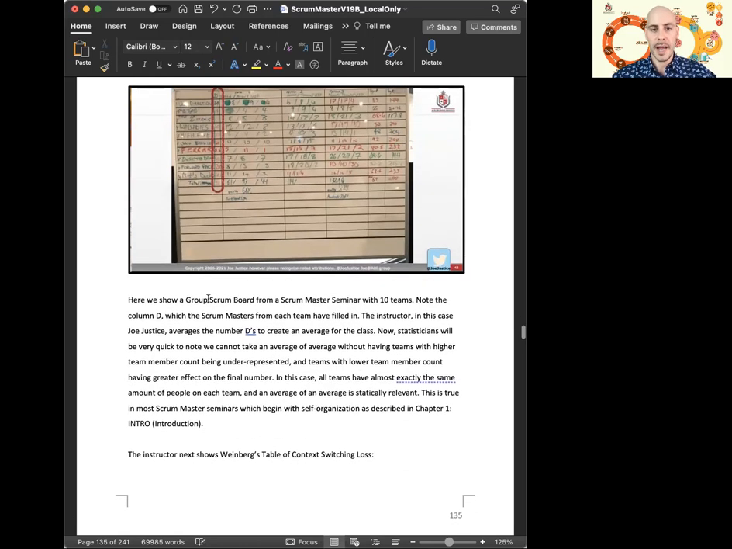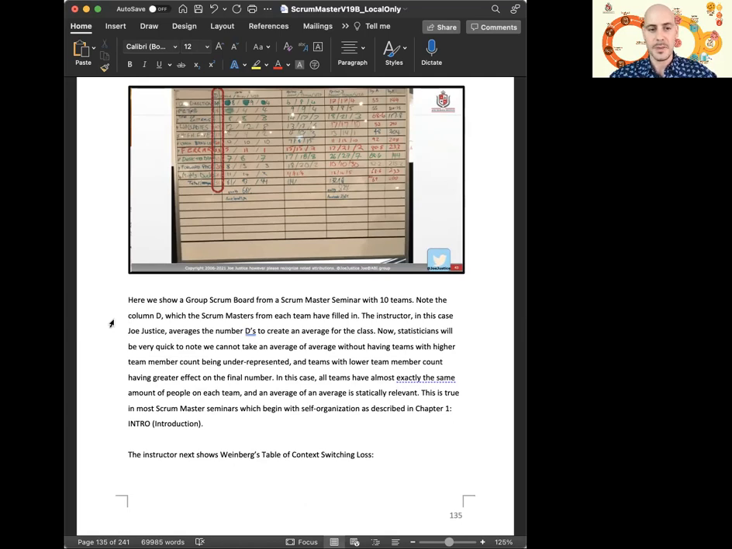Here we show a group Agile board from a Scrum Master seminar with 10 teams. Note the column D, which the Scrum Masters from each team have filled in. The instructor, in this case Joe Justice, averages the number Ds to create an average for the class.